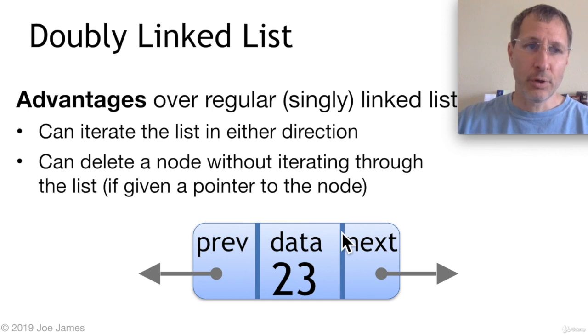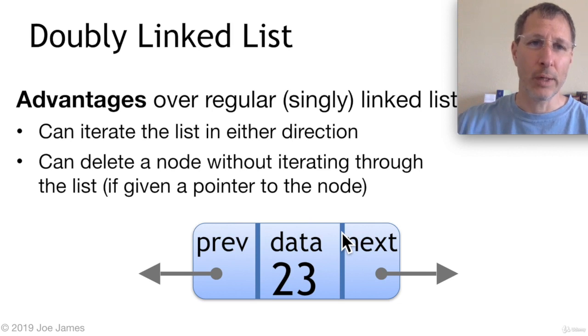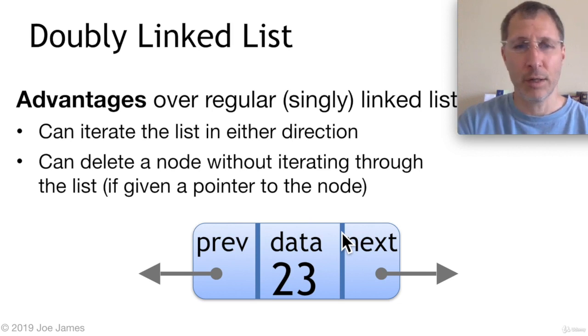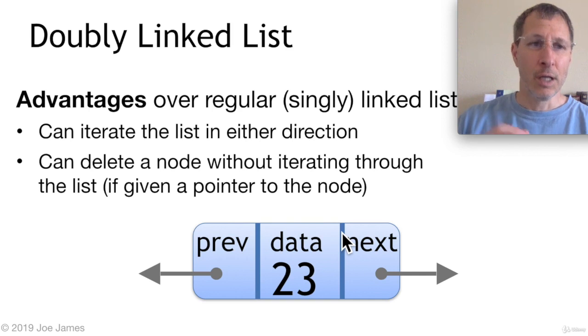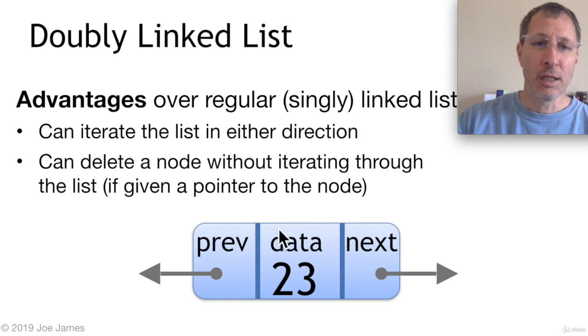And you can delete a node without iterating through the entire list. That is, if you have a pointer to that node, right? If you know where that node is that you want to delete, you don't have to iterate through the whole list to find it. Each node already stores its previous and next pointer, so you can get the nodes on either side of this node that we want to delete without having to iterate through the entire list, if you have a pointer to the node you want to delete.